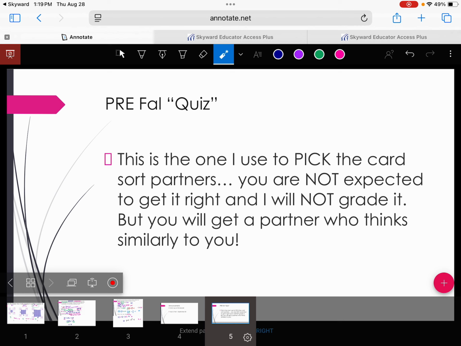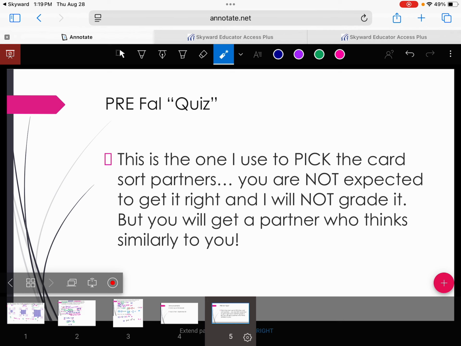So you don't necessarily need to know everything on here. If we are just going on blind faith, that's fine. I'm going to use this to match you up with a partner who puts in a similar level of effort. So you turn me in something with just your name on it, you get a partner who also turned in something with just their name on it. So this is not a stress over it quiz. This is a give me what we can.